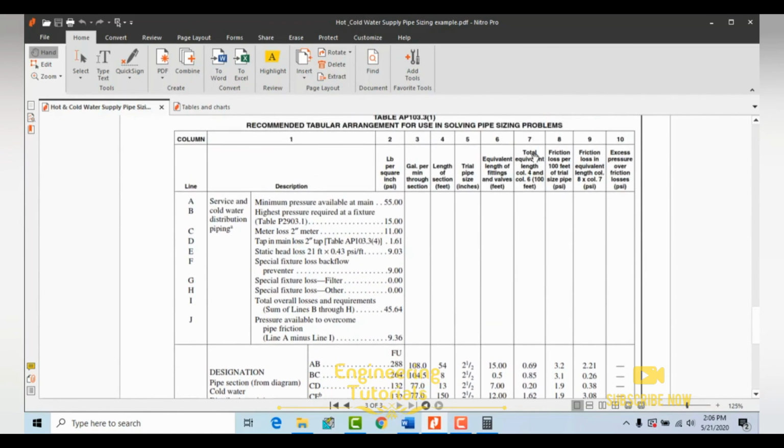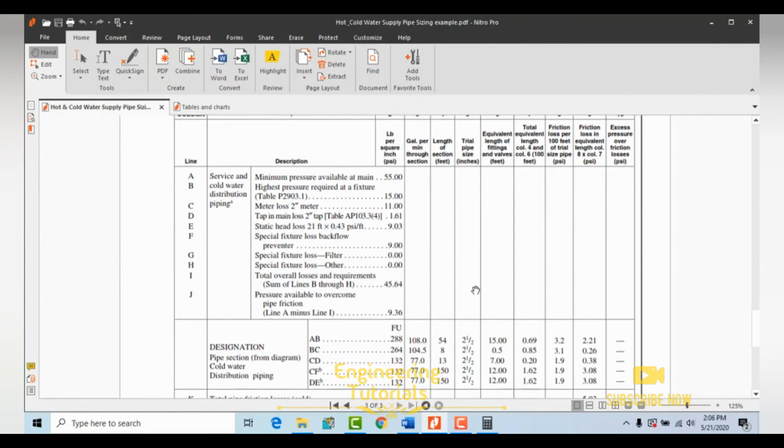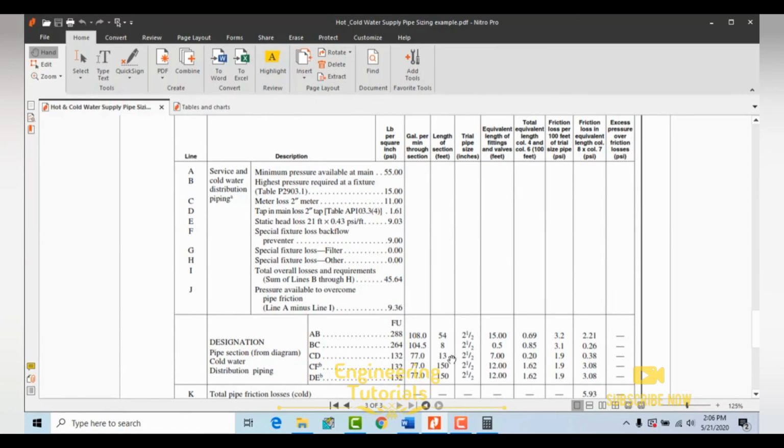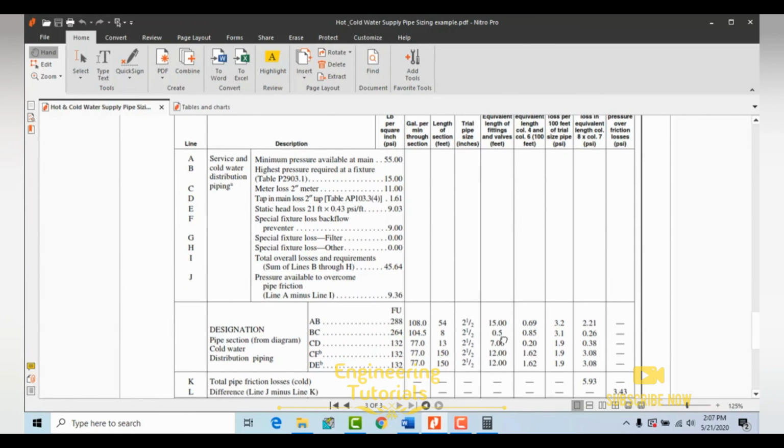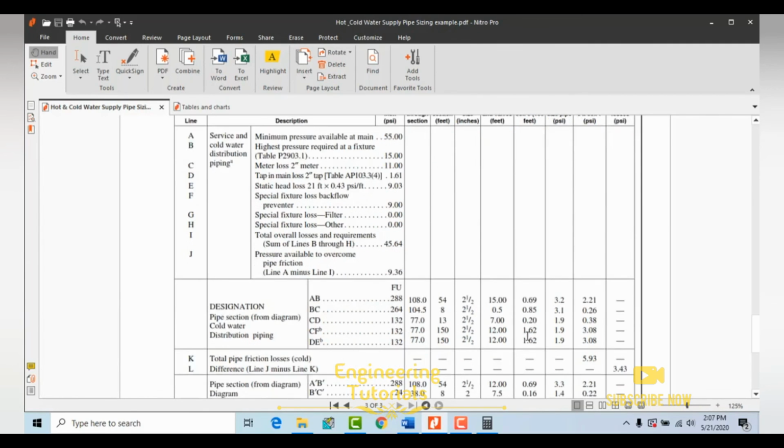Now move to the next column, 7, total equivalent length. We know the straight pipe length, and we know the equivalent length of the valves and the fittings. So we need to add both of them. The straight pipe length for section A to B is 54, and the equivalent length of fittings from section A to B is 15. We need to express this per 100 feet. So 54 plus 15 is 69, divided by 100, which is 0.69.